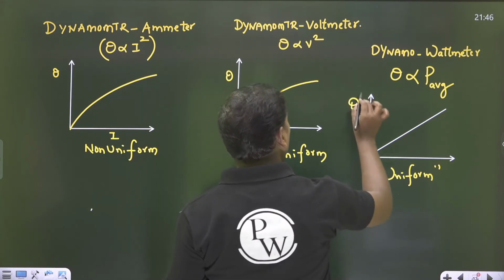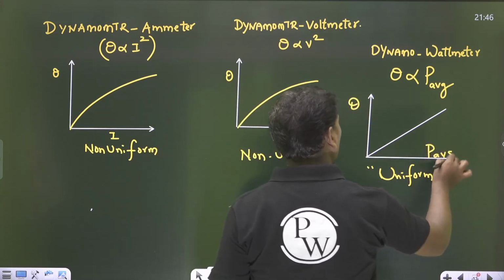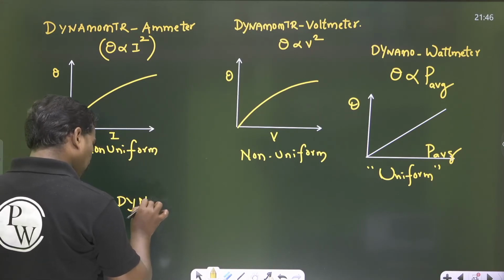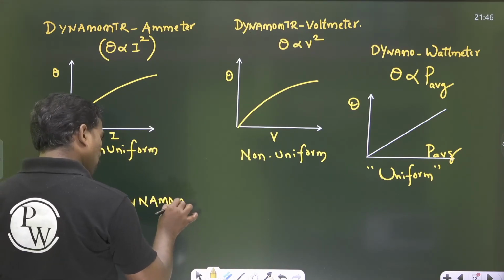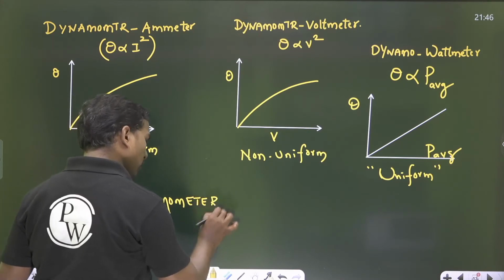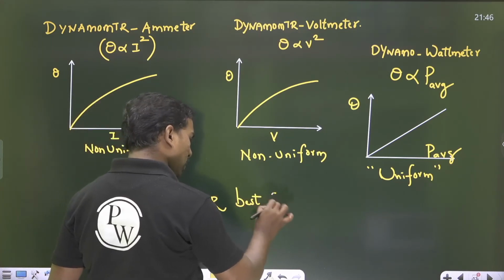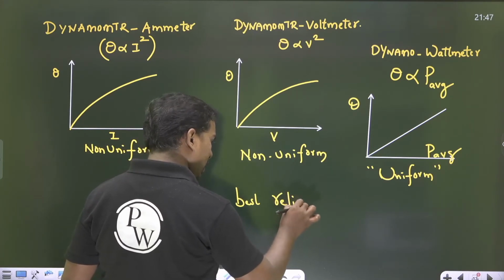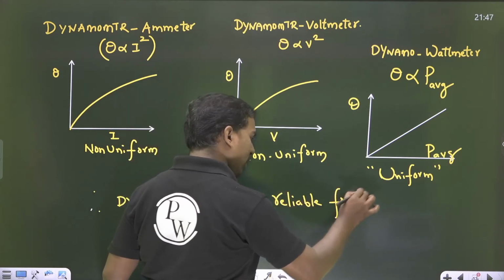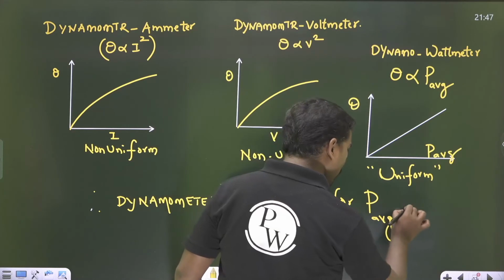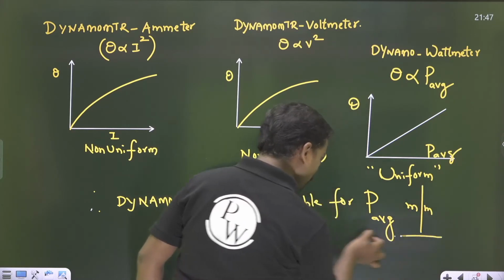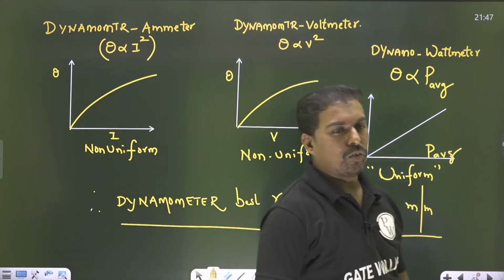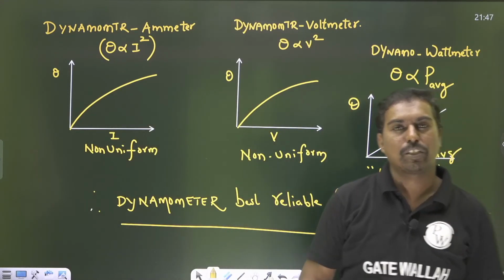The readings are reliable. So the dynamometer is best and reliable for average power. That is the conclusion. So that is the test.